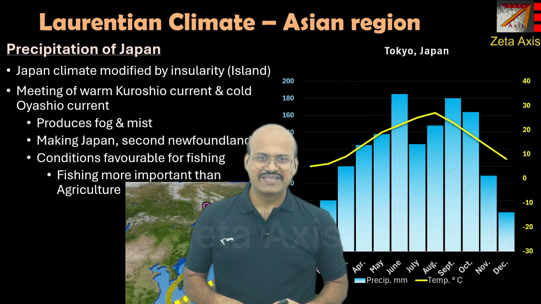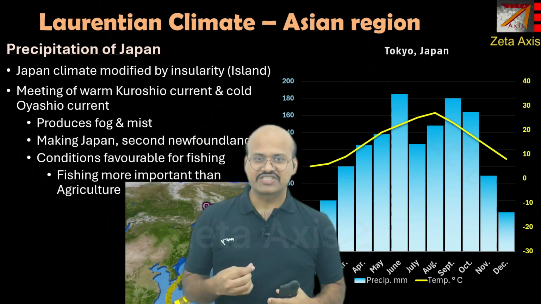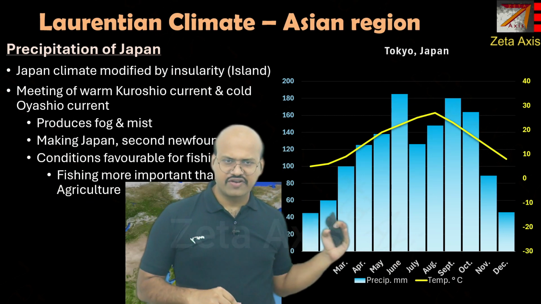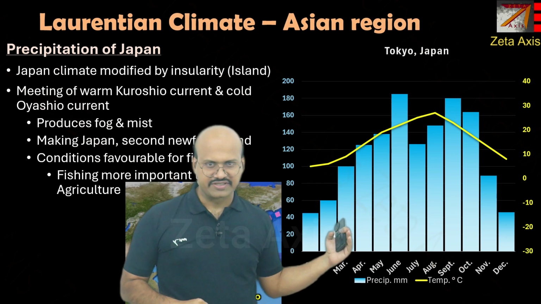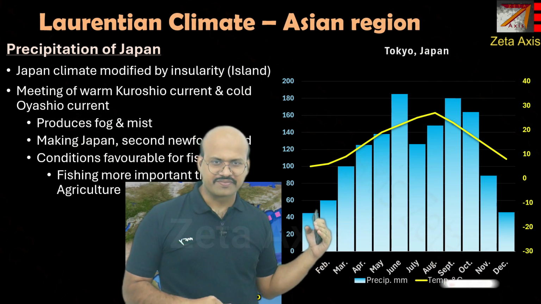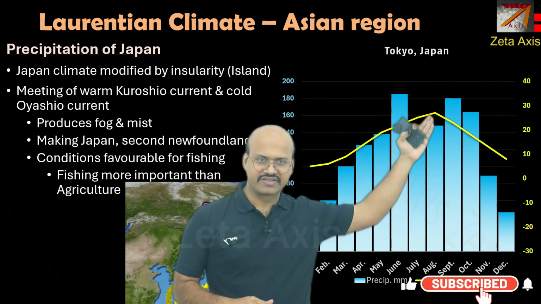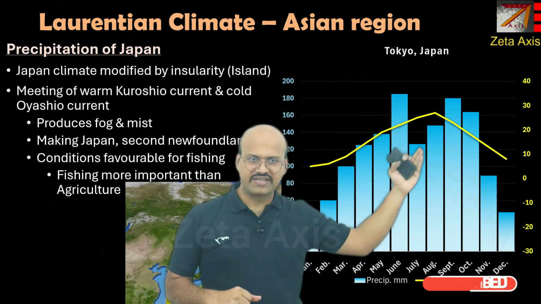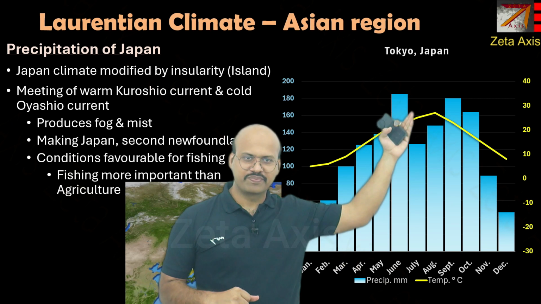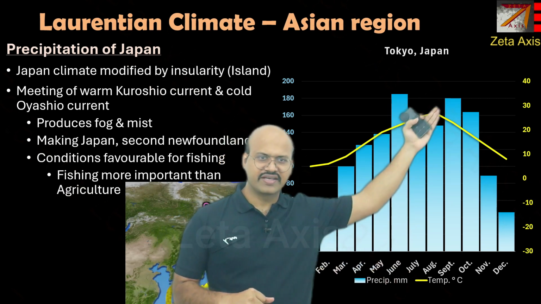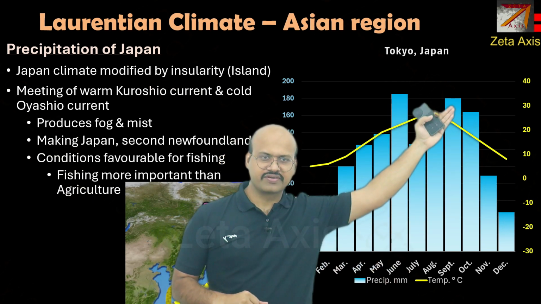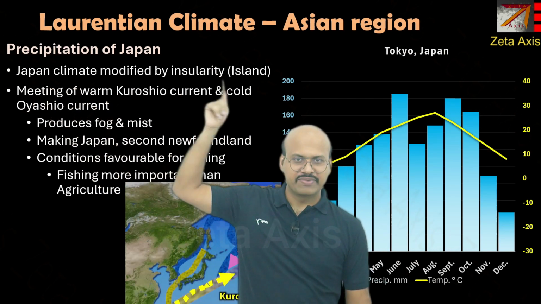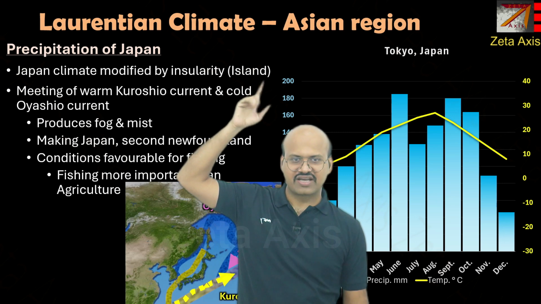Now let's see the precipitation characteristics of Japan, which is very much different than those of China or North America. Here we can see that the rainfall is distributed across all the months, but there is a wide difference between the average rainfall in these months. There are clearly two peaks in Japanese precipitation. One peak is over here in the summer and then another is at the start of the winter. The Japan climate is modified by insularity, that is, it being an island. So the characteristics are modified.